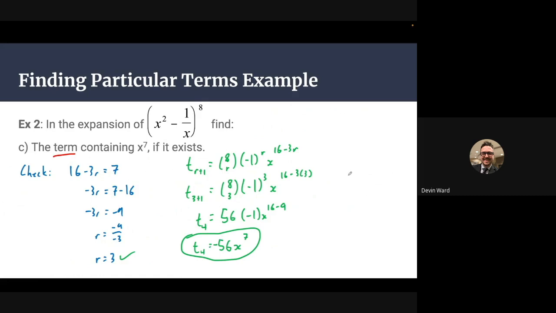If I just asked for the coefficient, that would just be looking at the negative 56. Because I already know that x to the power 7 is here. I want to see what's the number in front. So that's the coefficient. If I asked for just the coefficient, it would just be the number part. It won't have the x squared or x to the power 7 as well.